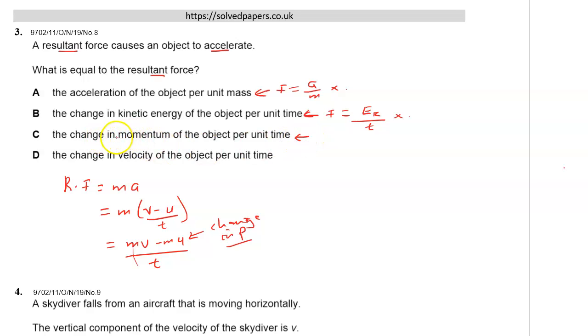C, the change in momentum of the object per unit time. This is straightforward and correct. Of course, D is wrong: the change in velocity of the object per unit time. They say force is equal to velocity over time. This is outright wrong. So that's why C is correct.